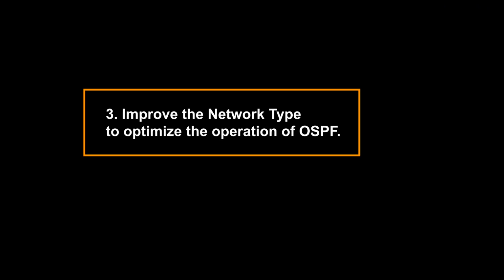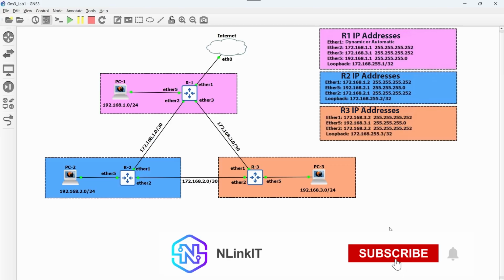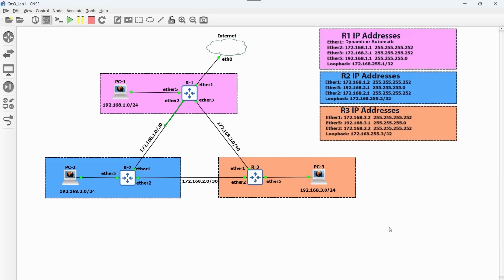And let's start with our point number 3, which is improving the network type in order to optimize OSPF's operation. Really what we are doing in our topology is making point-to-point links between the routers. For example, R1 has a single link to R2 and also a single link to R3. Meaning that for each router interface it will only encounter a single router, meaning it's a point-to-point link.